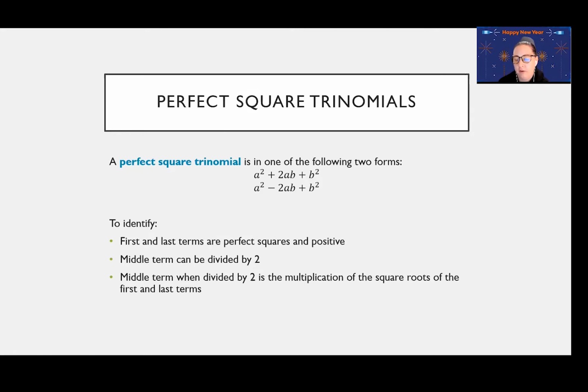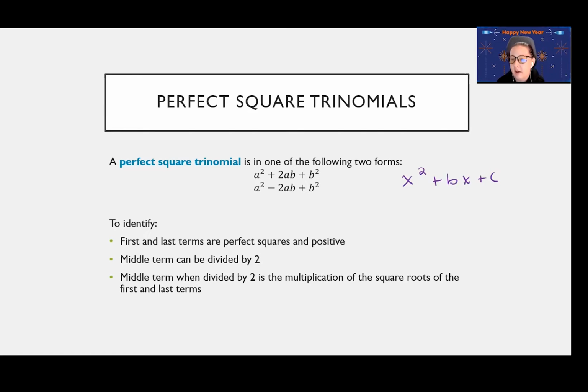So perfect square trinomials. These are in a very specific form. There's two different ways you can write it. You can see it as a squared plus 2ab plus b squared, or a squared minus 2ab plus b squared. So what this means specifically, when we connect this to what we just saw, where we had x squared plus bx plus c.